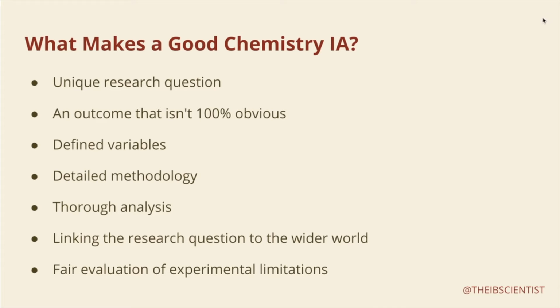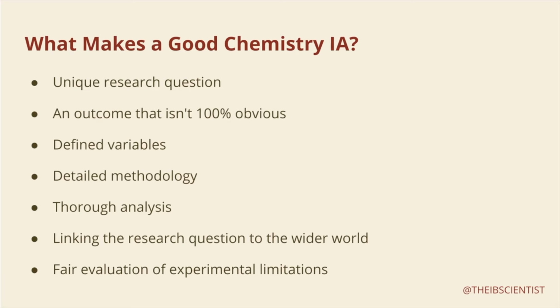And the last thing is you need to also give a fair evaluation of the limits of your experiment and of your data analysis. So you need to be able, at the end of your IA, to say, you know what, these were the limits of the experiment. This is where maybe it wasn't so great. And this is how I would improve it if I were to do it again.